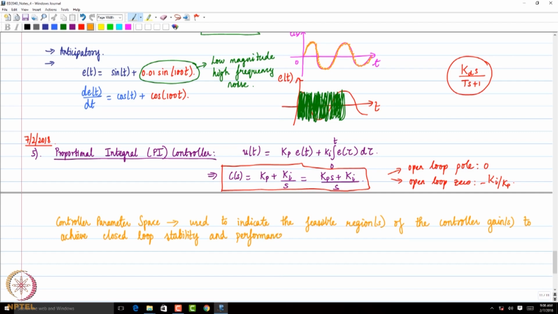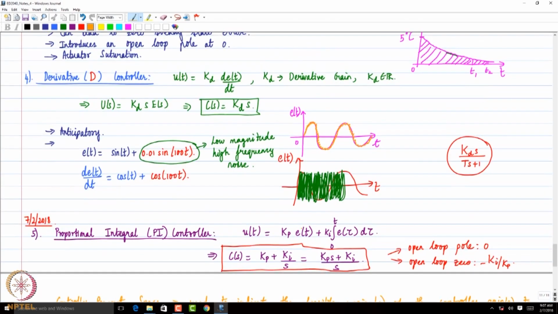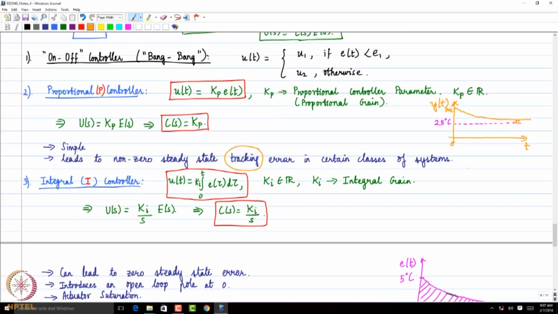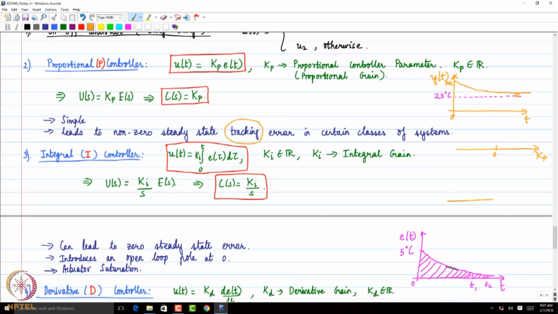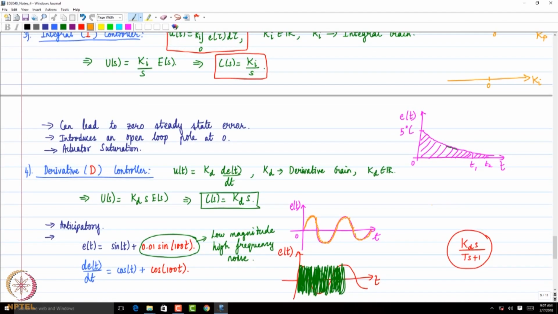In the case of just P, I and D, there is only one controller parameter, a real number. So this controller parameter space will be a 1D space, essentially a one-dimensional plot. If you want a graphical representation, let me scroll up, I will come down. In this case, the controller parameter space is just going to be a line where you indicate the potential values of Kp. Similarly, if we deal with the integral controller, the controller parameter space is again a line where you indicate what values of Ki will satisfy the stability and performance requirements of the closed loop system. And with the D controller, once again we plot Kd, because that's the controller gain in that case.